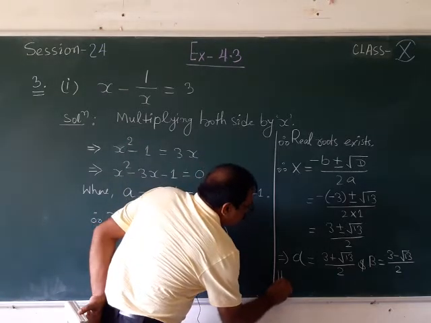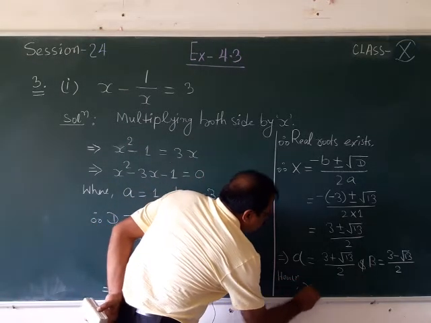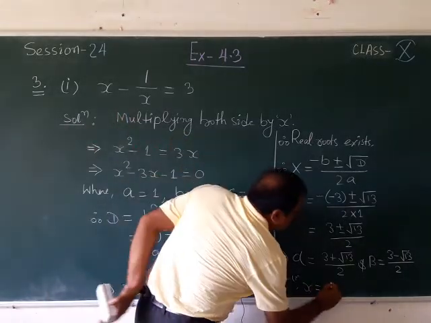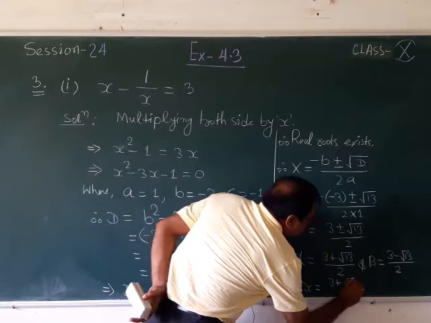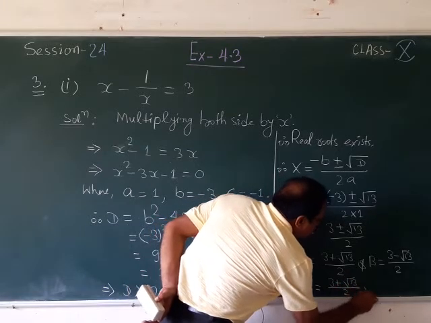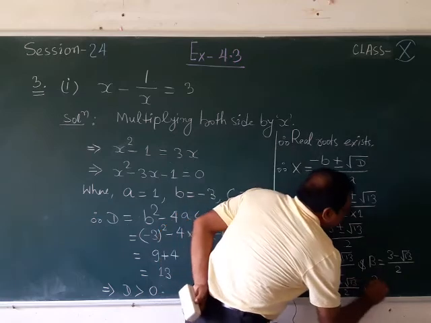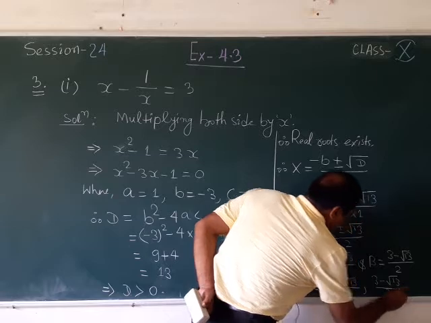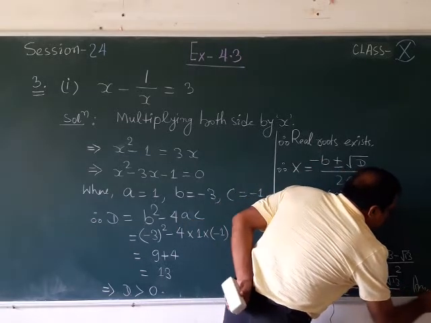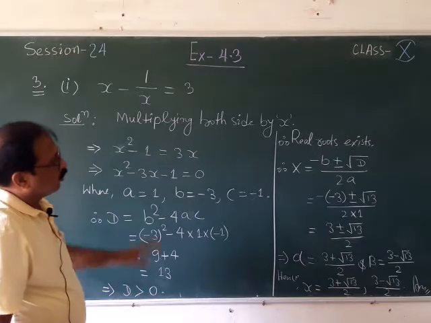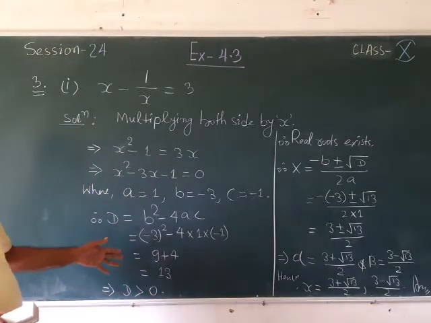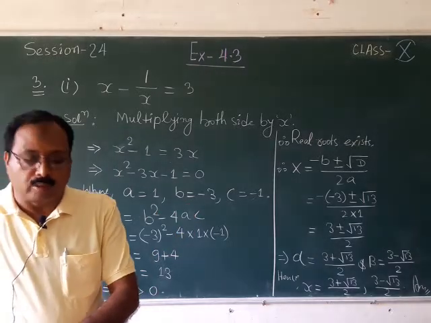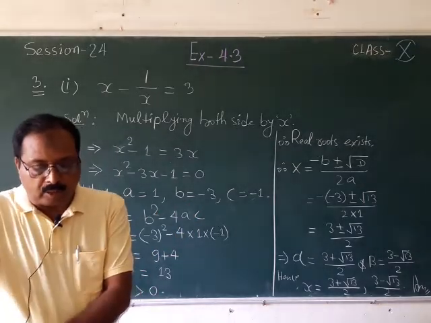Ultimately, at last you need to write, hence x, alpha and beta are what? That is the value of x. So x is equal to 3 plus under root 13 upon 2, comma 3 minus under root 13 upon 2. So these are the values of its roots. You can copy it down and find the roots of the other equation given for question number 3.2. You can solve it like that only.